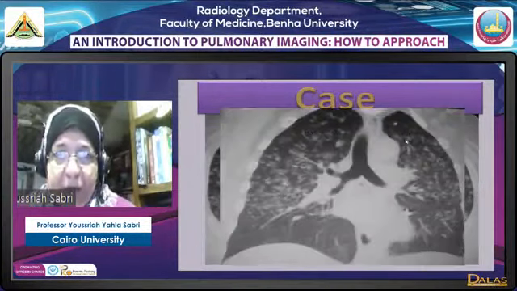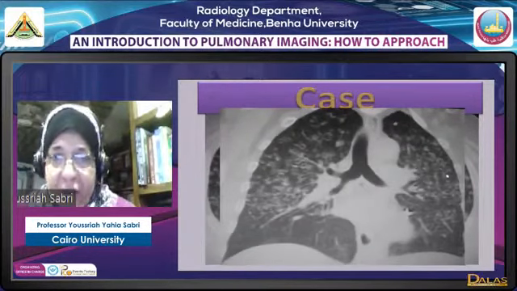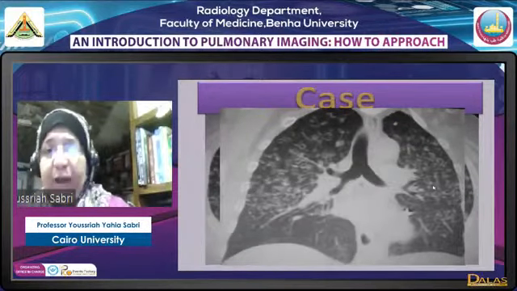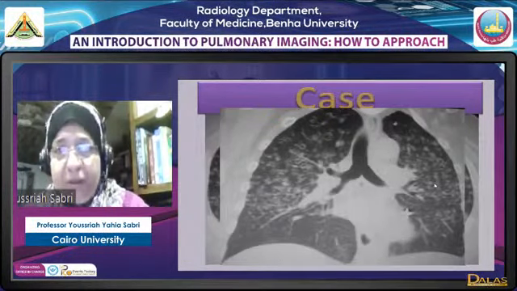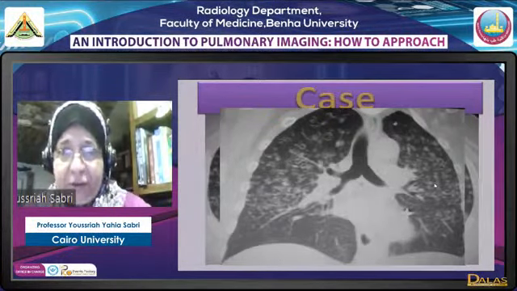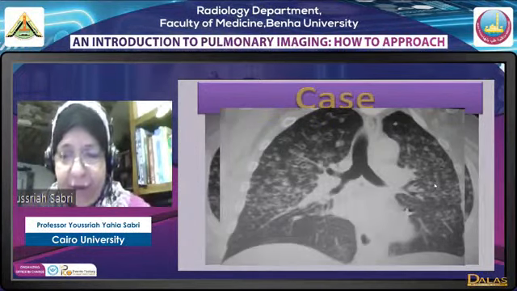If we look at the coronal reconstruction images, we'll see that these lesions are upper lobar in distribution. So we have bilateral, fairly symmetrical disease. Okay, and we will come to this later, having signs of interstitial disease or chronic diffuse infiltrative disease. The lesion here is nodules with cavitation.